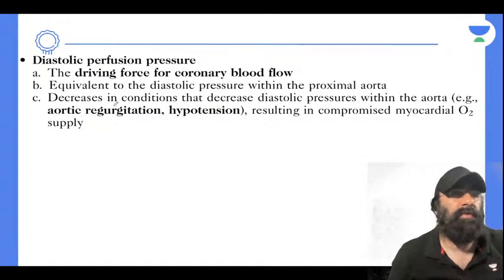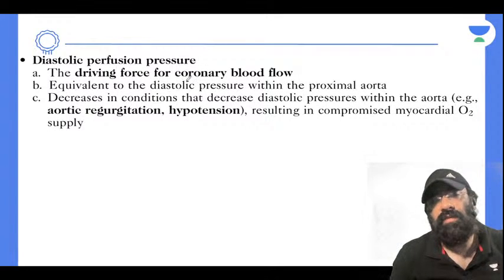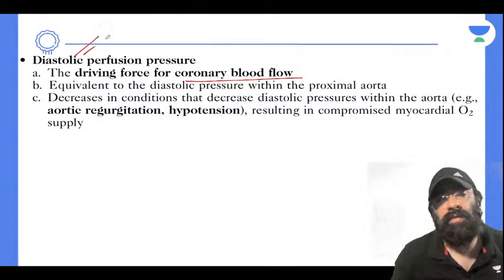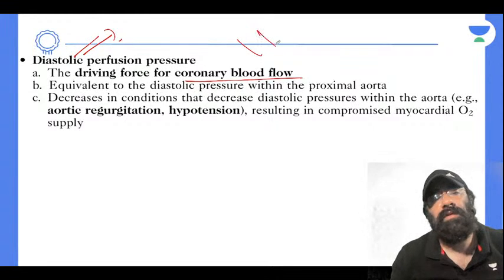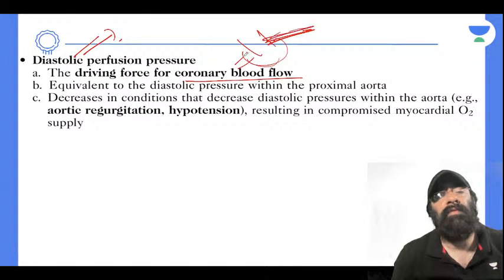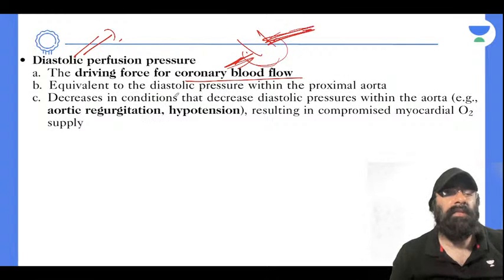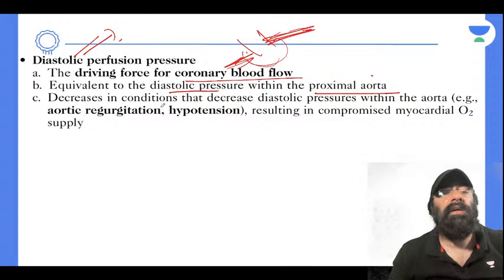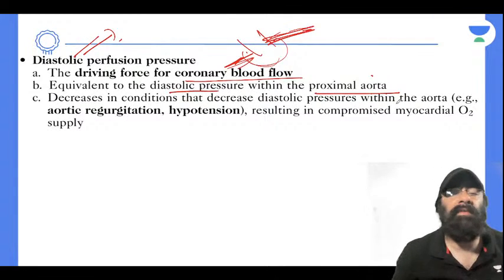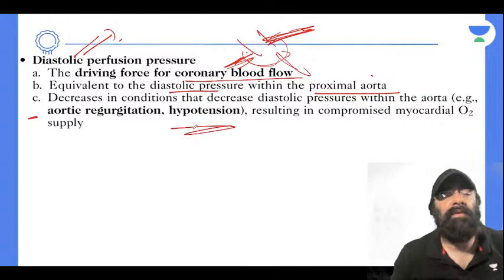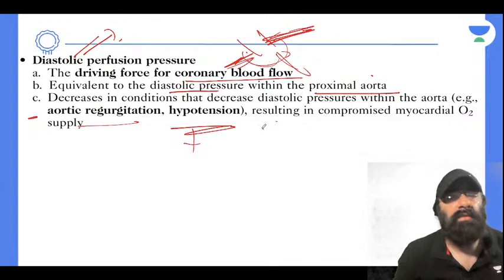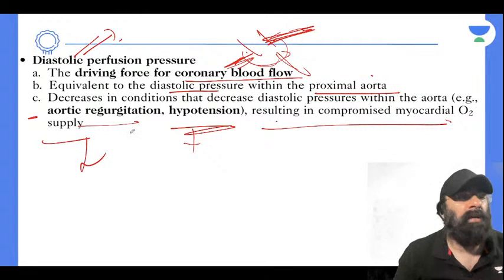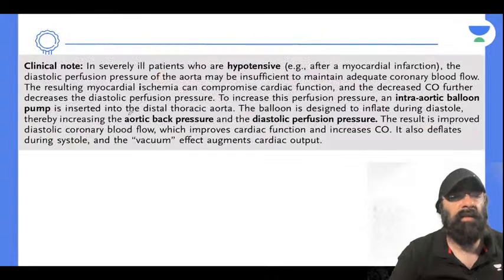What is diastolic perfusion pressure? It is the driving force of coronary blood flow, meaning how much pressure there is at the aortic base for blood to go into the coronaries. So it's the diastolic pressure within the proximal aorta, right? It decreases in conditions that decrease the diastolic pressure within the aorta, like aortic regurgitation. If there is a regurgitation, pressure decreases. If blood pressure is low, diastolic pressure decreases. So this will result in reduced myocardial oxygen supply. Simple fact that we explained.